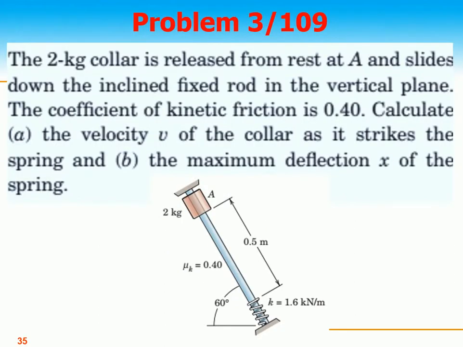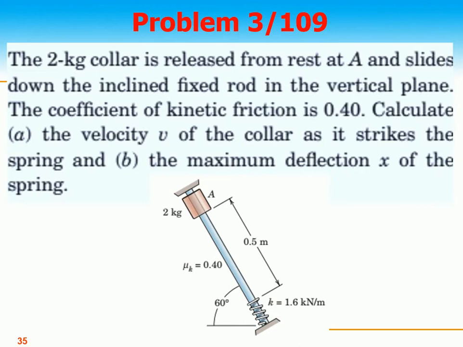Next problem 3-109. The 2 kilogram collar is released from rest at point A and slides down the inclined fixed rod in the vertical plane. The coefficient of kinetic friction is 0.4. Calculate the velocity v of the collar as it strikes the spring, and the maximum deflection x of the spring. So once you move from this point to this point, there is a change in gravitational potential energy. The only thing reducing the energy is friction, which is mu k times N multiplied by 0.5.